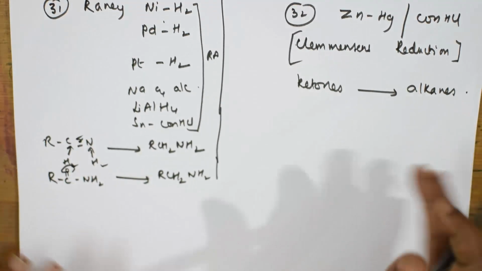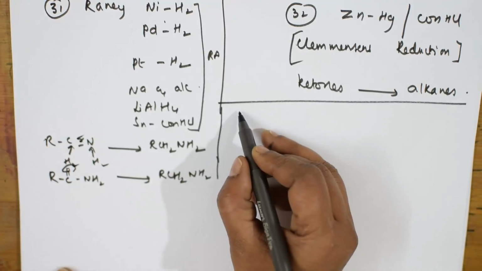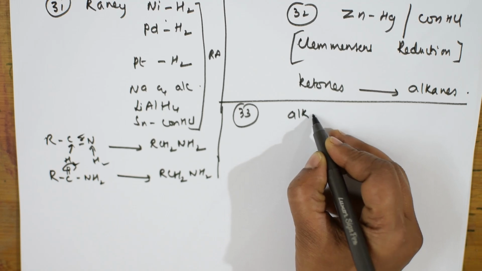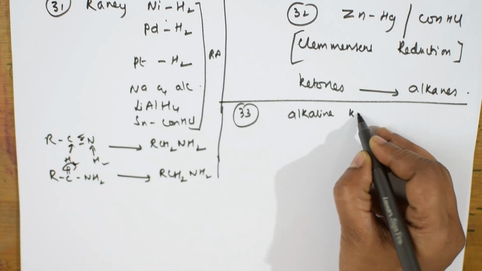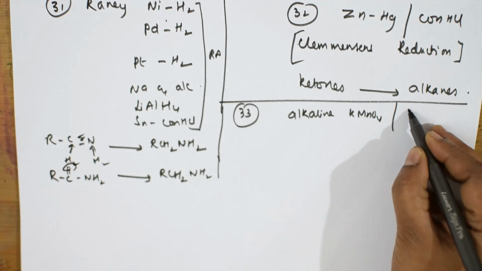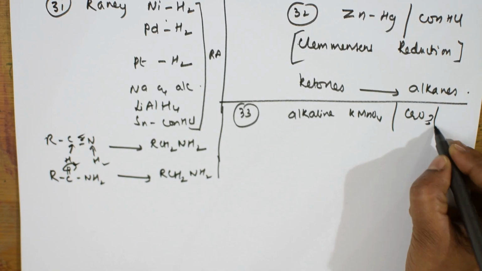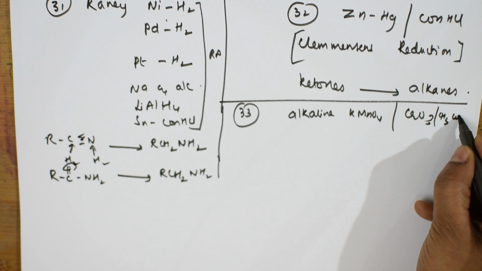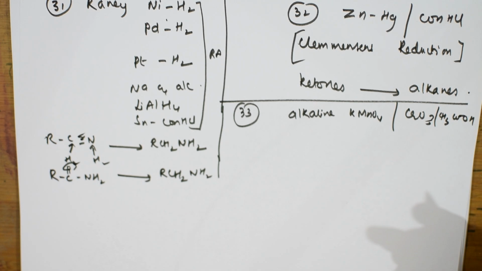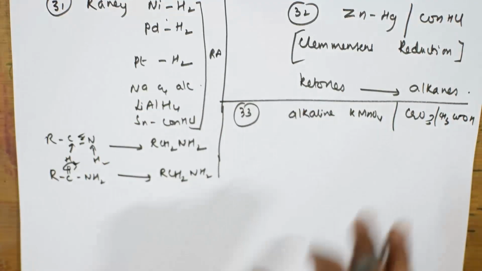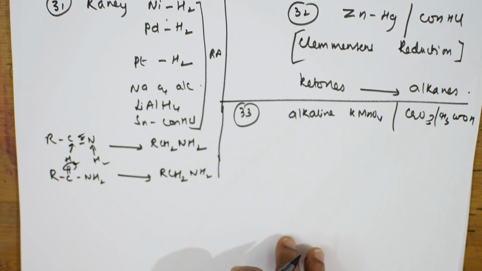Now let's see oxidizing agents. Number 33, let us take. Now what are the oxidizing agents? Alkaline KMnO4 is an oxidizing agent. Chromium trioxide is an oxidizing agent. So chromium trioxide in the presence of acetic acid is an oxidizing agent. These two are reducing agents. These are oxidizing agents. What do they do?